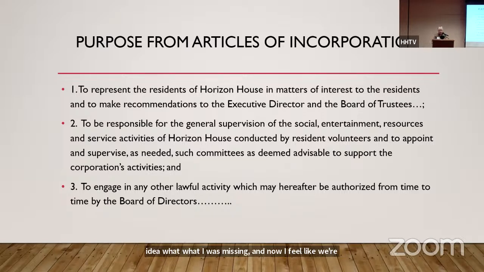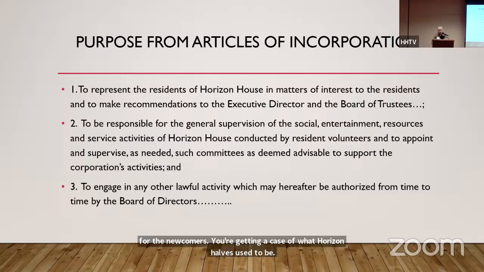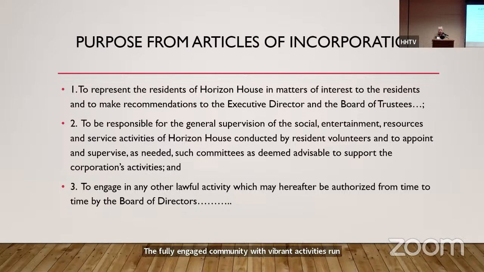For those who have been here for a while, I'm sure it's a familiar joy to be able to congregate and participate in person. For the newcomers, you're getting a taste of what Horizon House used to be, a fully engaged community with vibrant activities run by the residents. We are different in that respect from most other retirement communities.